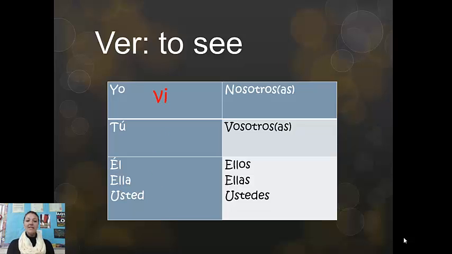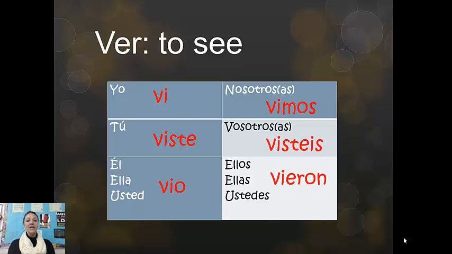The yo form is vi. The tú form is viste. The él, usted form is vio. The nosotros form is vimos. Vosotros is visteis. And ellos, ellas, and ustedes is vieron.